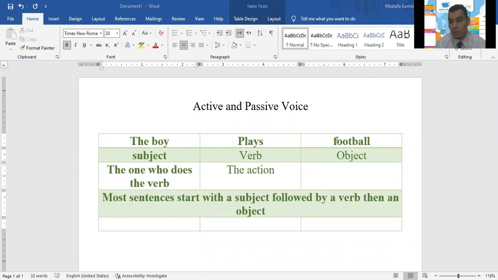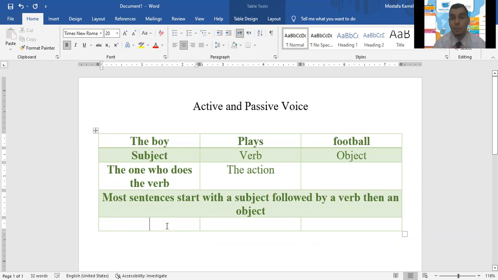So, Bilal, are you here? Okay, Bilal. So tell me, please. This, do you think, is the active voice or the passive voice? When it starts with the subject, I believe that this is the active voice. Very good. This is the active voice.